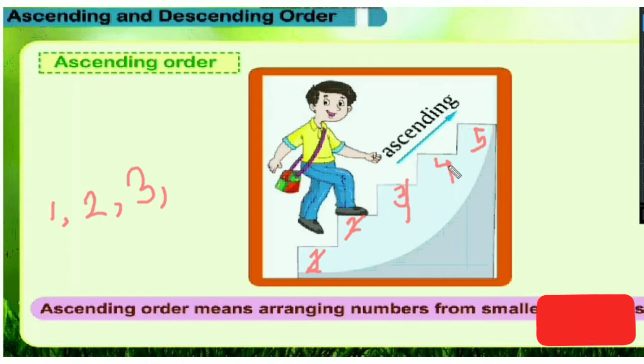Now 2 numbers remain, 4 and 5. Which number is smallest in this? 4. Okay, 4, and then which number remains? 5 remains. Okay, so we will write here 5. That means the ascending order for these numbers is this. I hope it's clear to you.